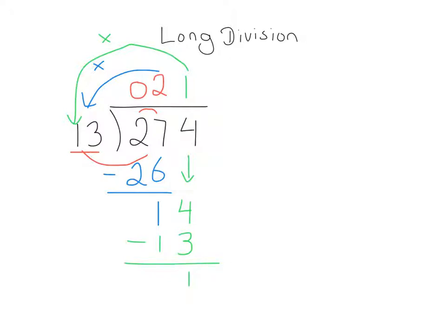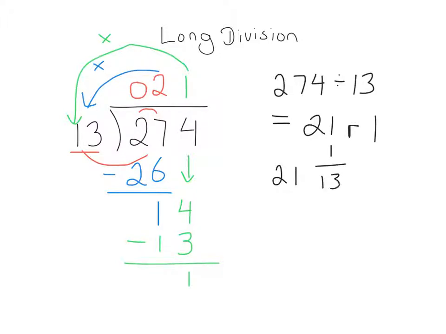So therefore, we can write this as an answer. 274 divided by 13 equals 21, remainder 1. Another way of writing it is 21 and 1/13. We had 1 out of 13 left because we needed another 12 to get to a whole digit on the end of 21. Keep this particular format in mind, because this is one of the forms we can use to write an answer when we do long division of a polynomial.